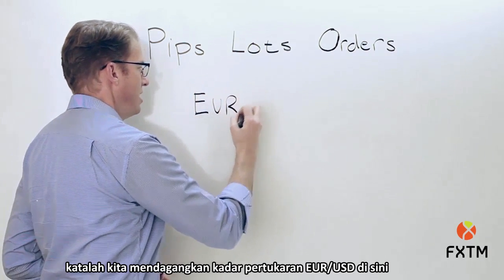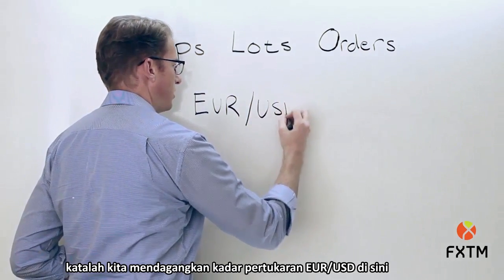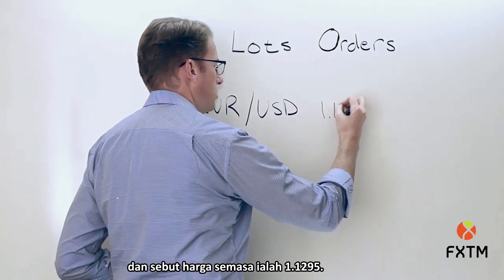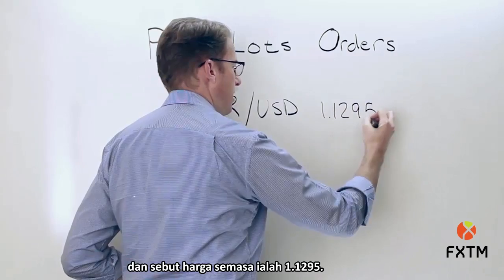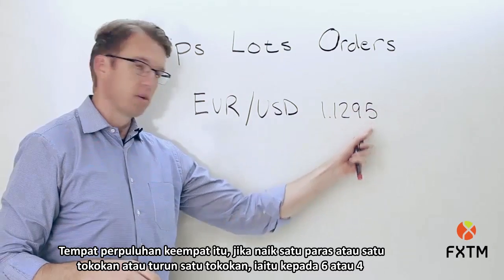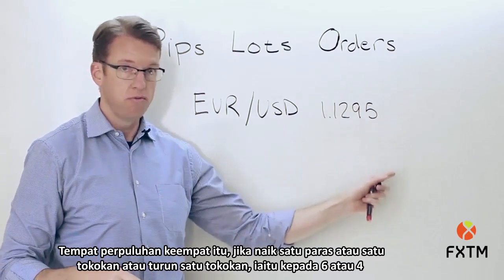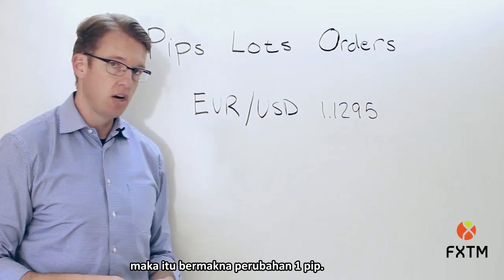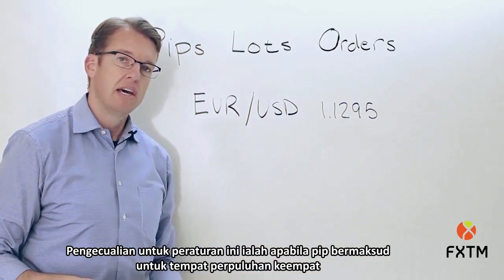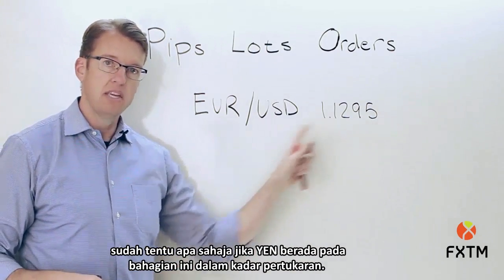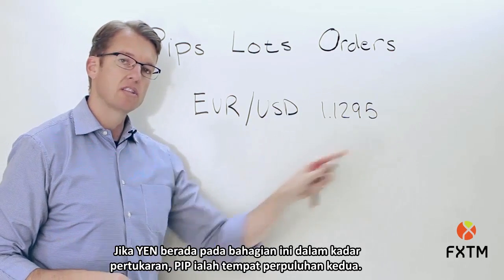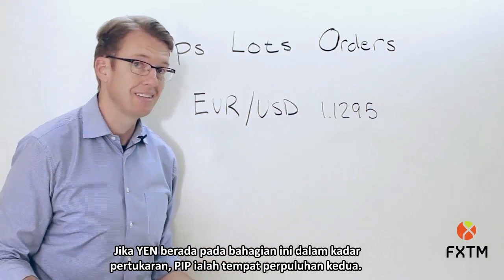Now, let's start with a quick example here. Let's say that we are trading the euro-US dollar exchange rate here, and that its current quote is 1.1295. That fourth decimal place there, if that goes up by one increment or down by one increment, so to a 6 or to a 4, then that means that it's actually had a change of 1 pip. Now, the exception to this rule, where the pip stands for the fourth decimal place, is of course going to be anything where you have the yen over on this side of the exchange rate. So if the yen is on this side of the exchange rate, then a pip will be the second decimal place.